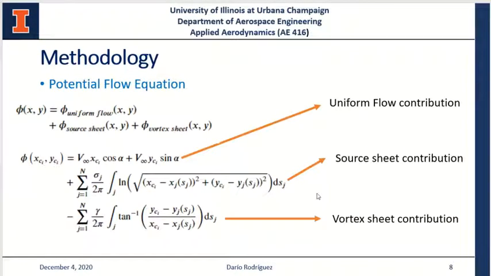Once we define the geometry of the panels, I defined the geometry as an object in the Python script. So it is really easy to manipulate the object with the attributes and methods that were created for the panels, and to make modifications for each panel. Then I created this potential flow equation, which, as I said before, describes the flow field as the uniform flow, a source sheet, and also a vortex sheet. Here are the equations of each of their contributions.